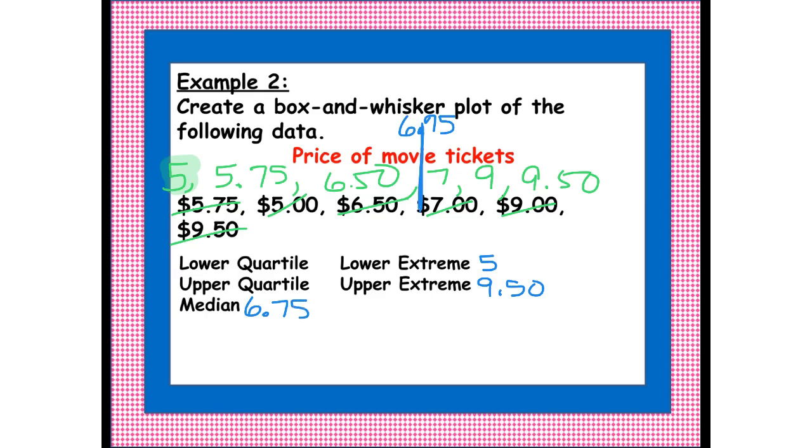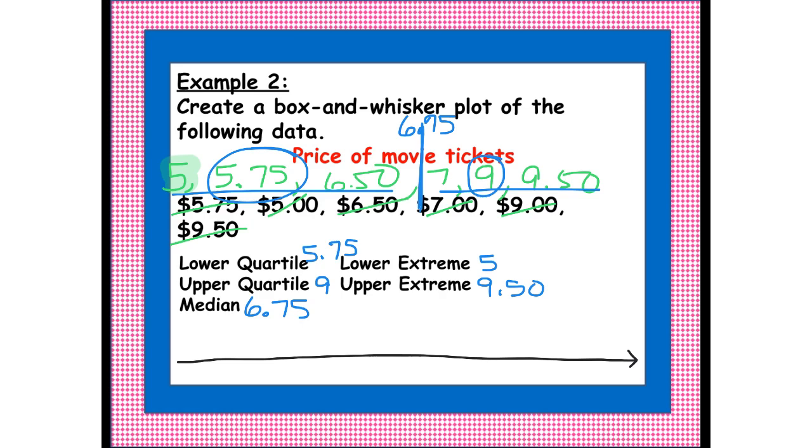Now the upper and the lower quartile. On the lower side, I have 5 prices. The one in the middle is $5.75, so that is my lower quartile. Then on the other side, I have 3 numbers as well. The one in the middle is 9. So now I'm ready to draw my number line.